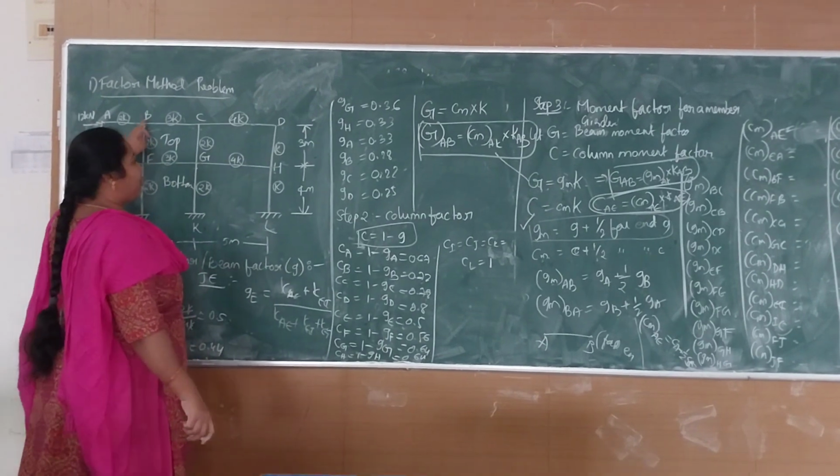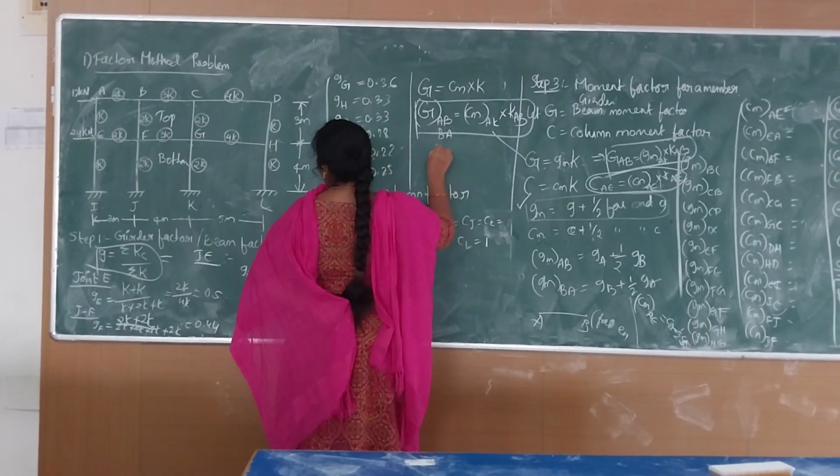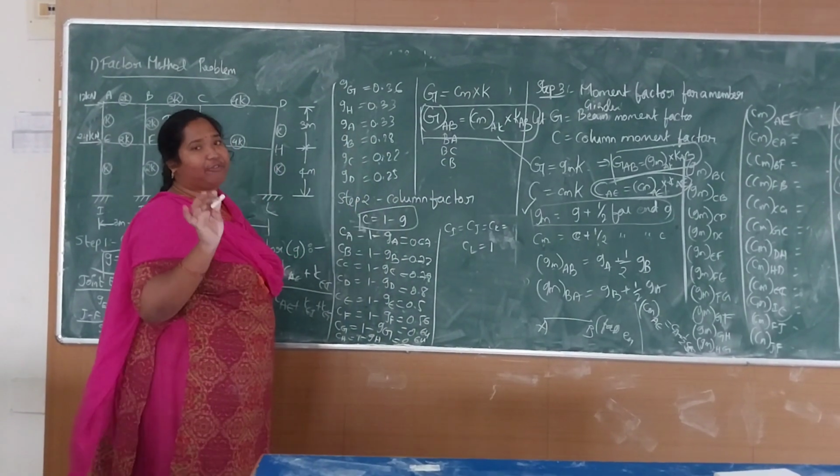Even we can calculate for BA. After AB, calculate BA, next BC, CB. Like that, we need to calculate for each and every member.